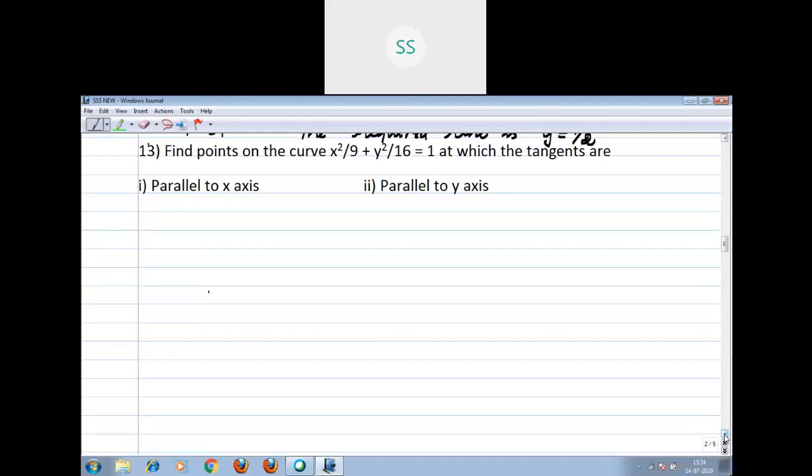First, parallel to x-axis. I want to recall that. Parallel to x-axis means what? dy by dx equal to 0. Parallel to y-axis, reciprocal. That's it. dx by dy equal to 0. Right? You are going to find the points.